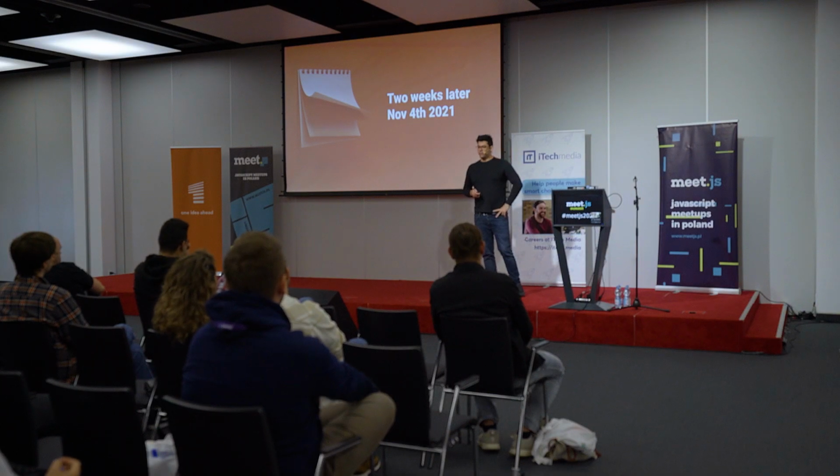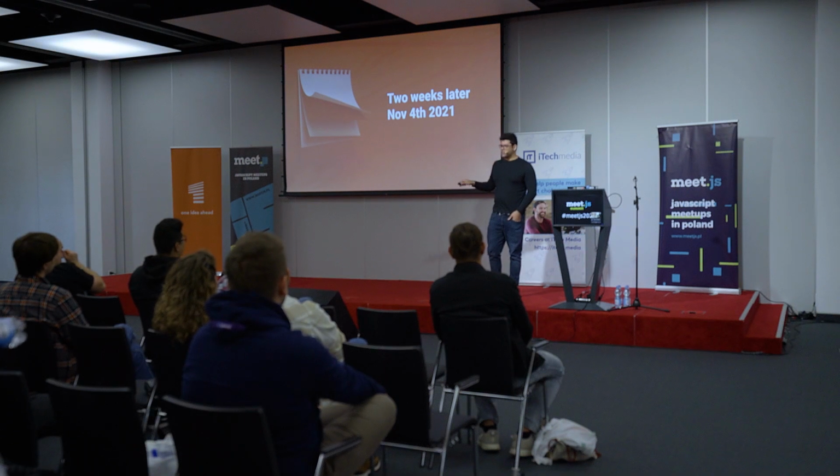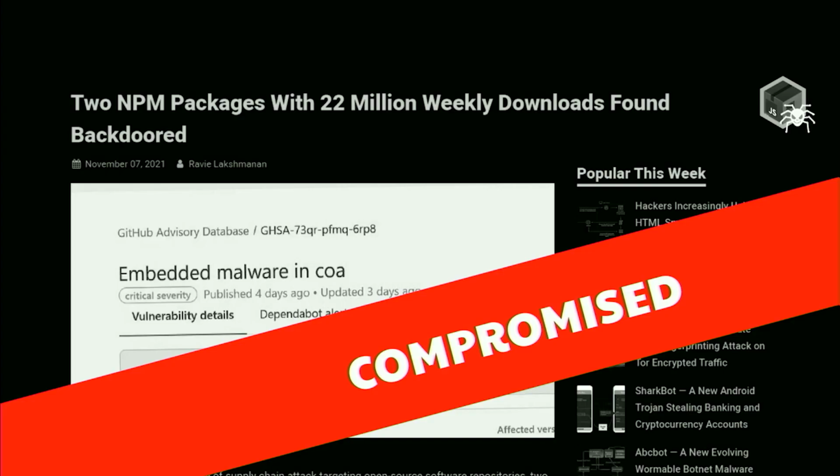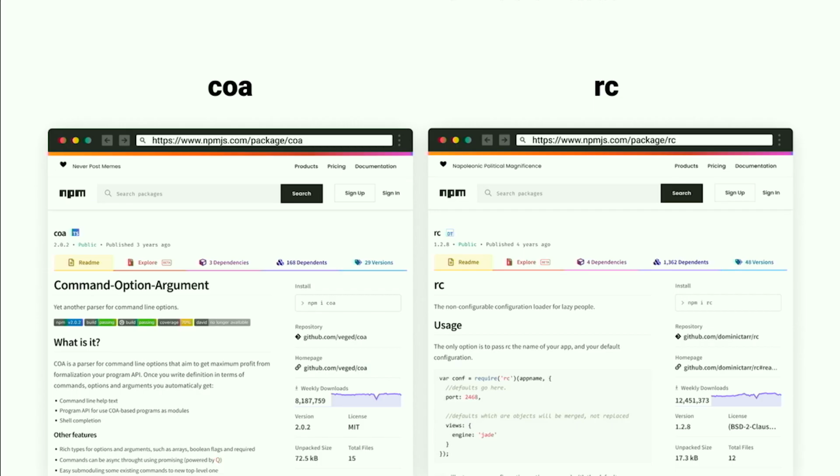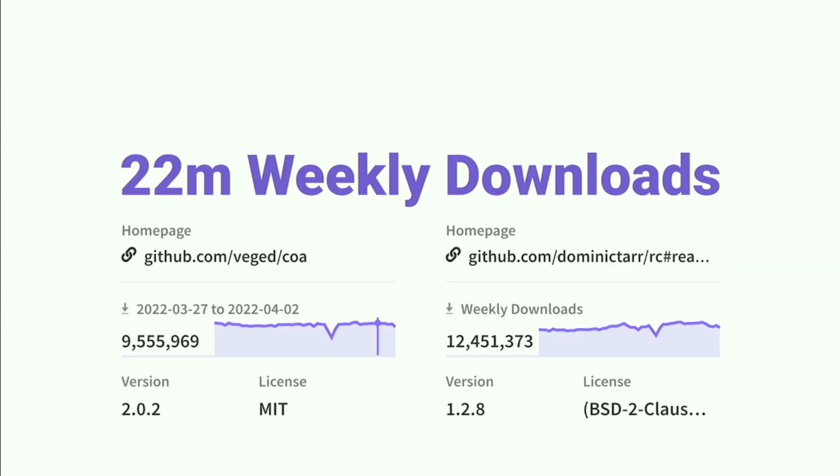Okay, so NPM fixed it, removed this package, and we thought that was it, that this ended with this package. But no, two weeks later, we saw two other popular packages compromised using the same technique, account hijacking. COA and RC, a command line parser and a configuration manager, had a combined over 20 million weekly downloads, with the same malicious code. And we keep seeing more and more attacks on popular packages.